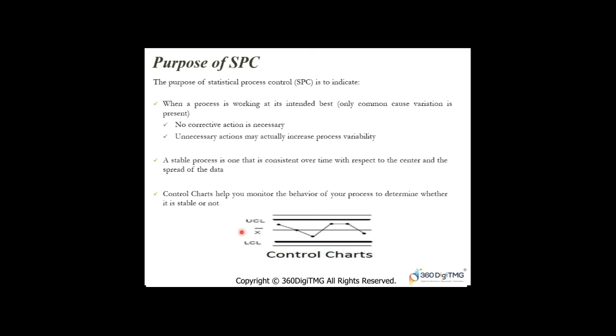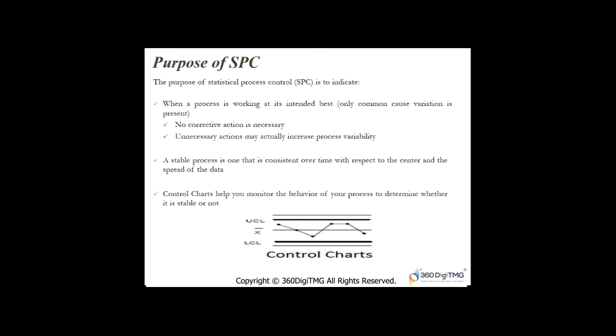However, even before the inspection part, you need to look into your statistical process control to see whether this is possible or not. Control charts are very effective if you want to monitor your process on an ongoing basis. What is the purpose of statistical process control? The purpose is to indicate when a process is working at its intended best. Only common cause variation is present in this situation.